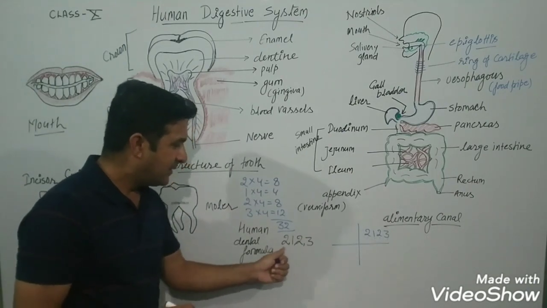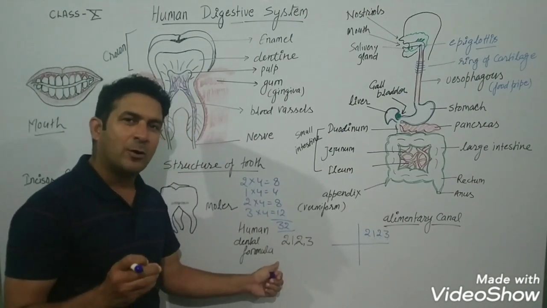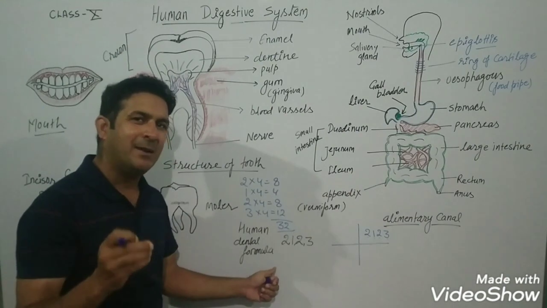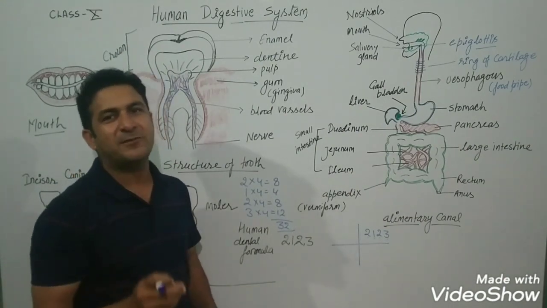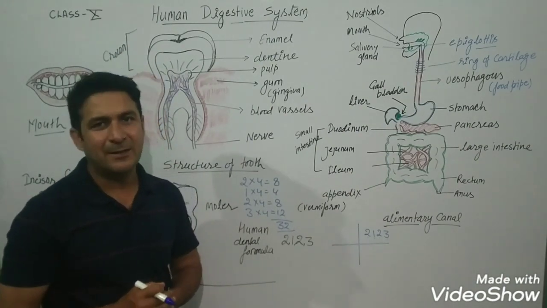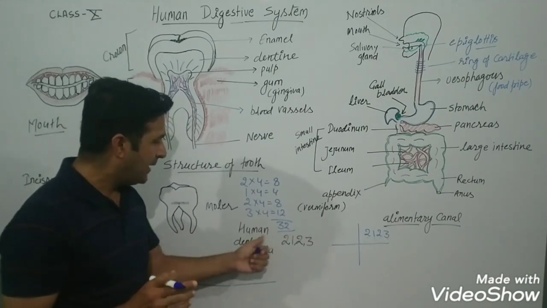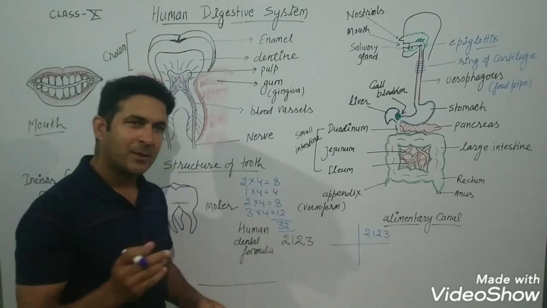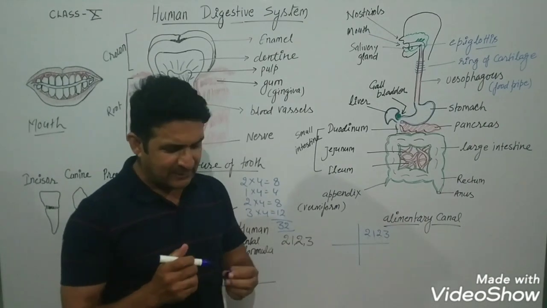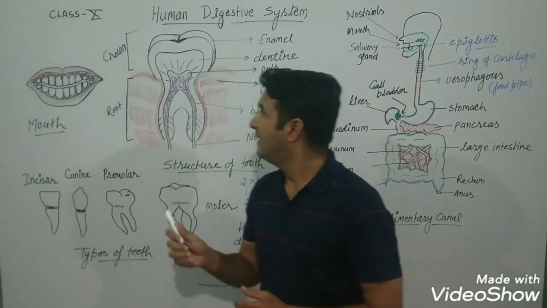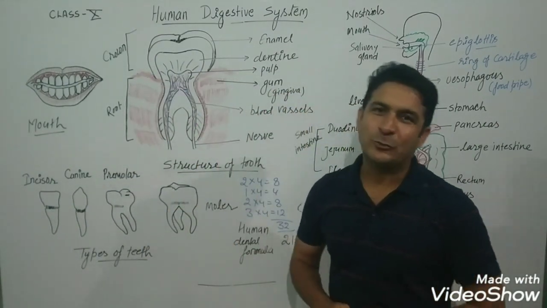So this is the human dental formula, which always helps to find out the types of teeth and the number of teeth in the mouth of any animal. It is different for each. After this we will discuss the structure of tooth.